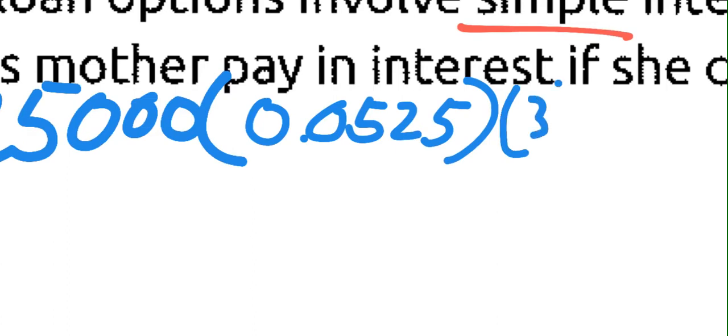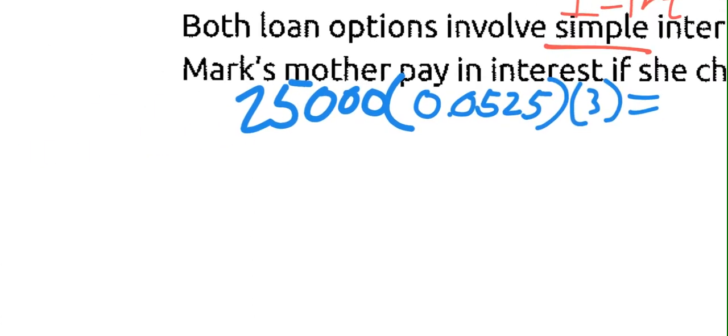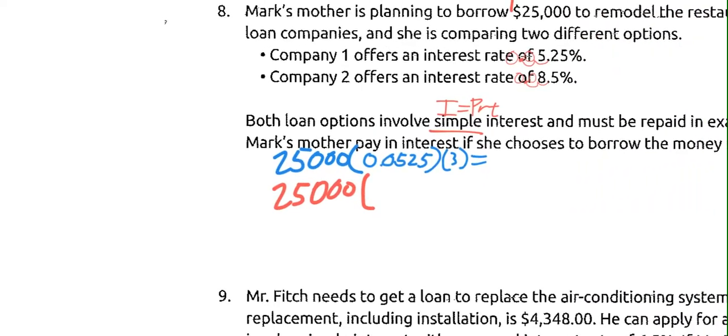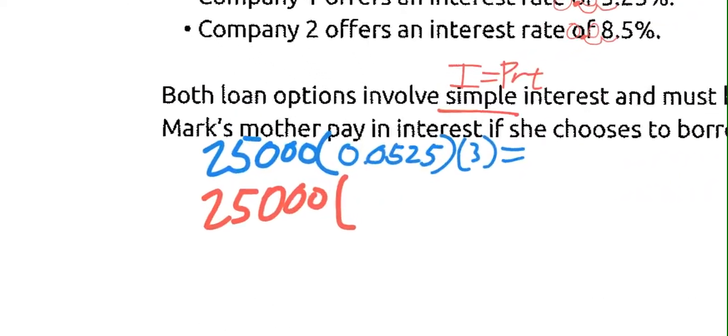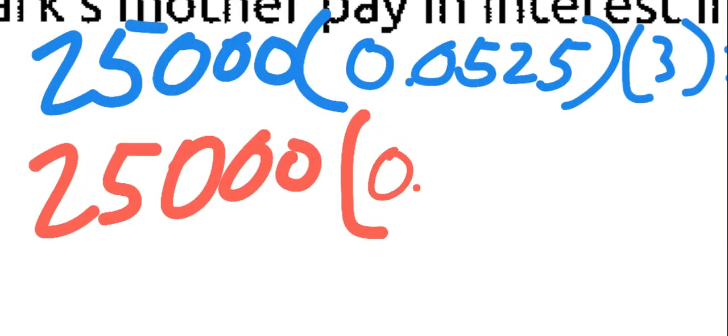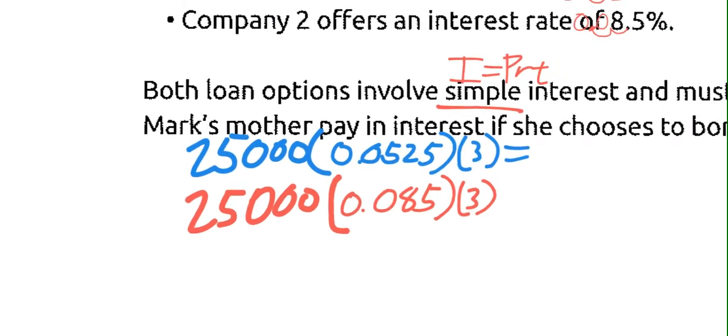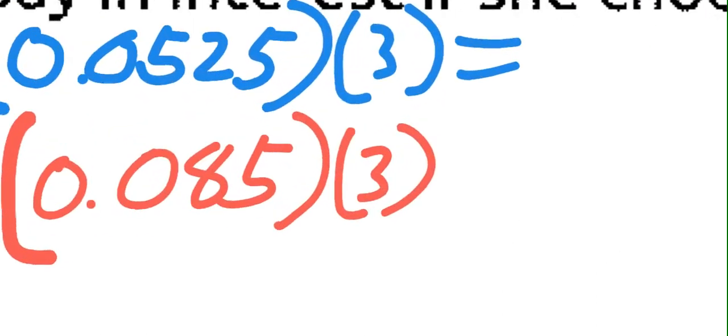So there's my 3. That's going to come out to an amount. Now for company 2, it's still going to be $25,000. That has not changed. And our rate for this one was 0.085, and still for 3 years. Pretty much we just want to know how much more one makes than the other.